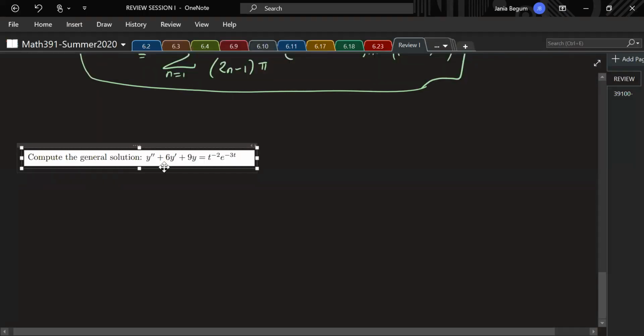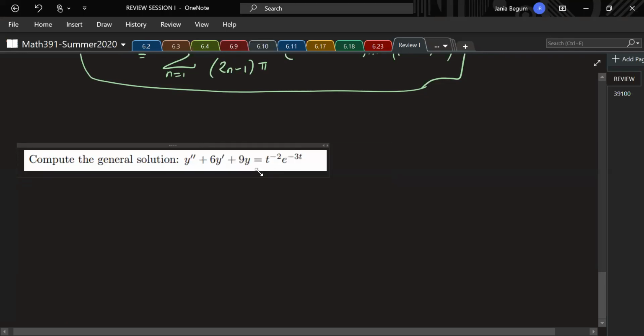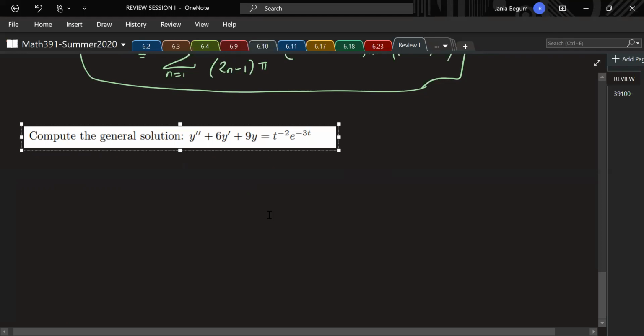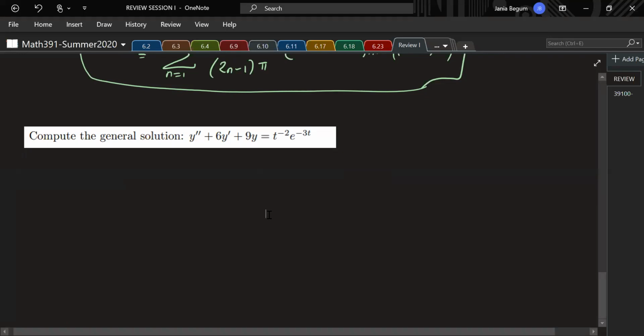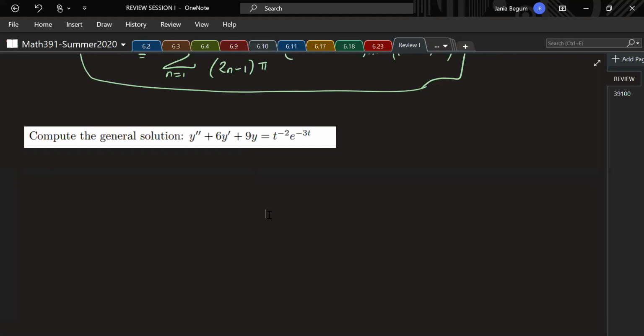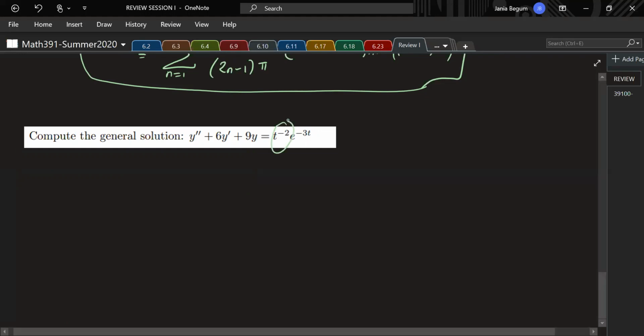Okay, so let's look at this one. This is from exam 2, the one you just had. Which method can we apply for this question? Variation of parameters. Right away, you have to be able to tell which method is applicable. Because of this function right there, it's not a polynomial, so we straight run to variation of parameters.